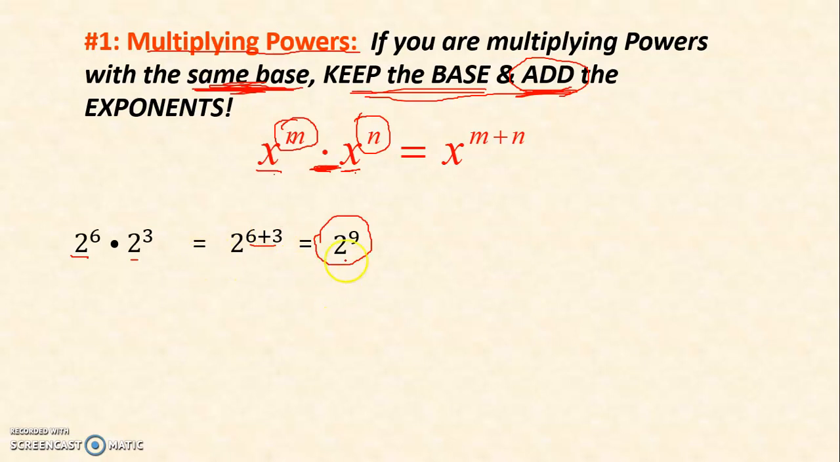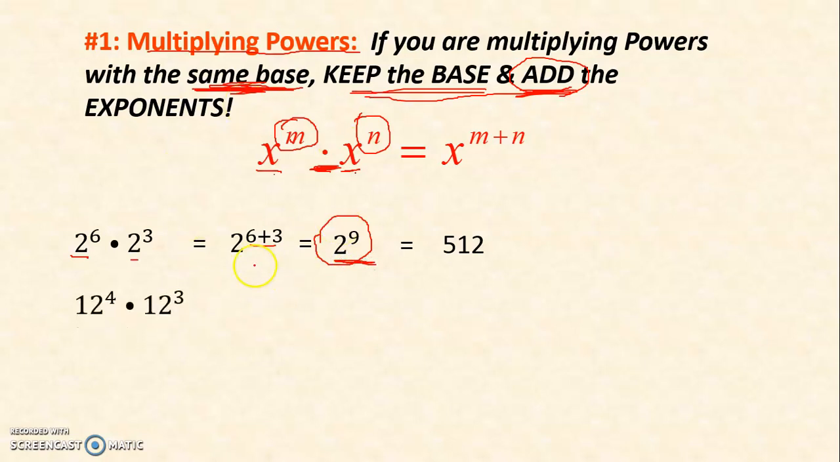Okay? There are instances that you are asked to give the value of 2 raised to 9. So what is the value of 2 raised to 9? That is equal to 512. 2 raised to 9 does not mean 2 times 9. No. It means that you're going to multiply 2 by itself 9 times. So you now have 512. So that is the value of 2 raised to 9.